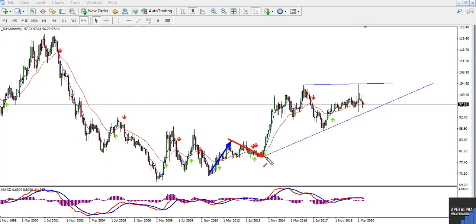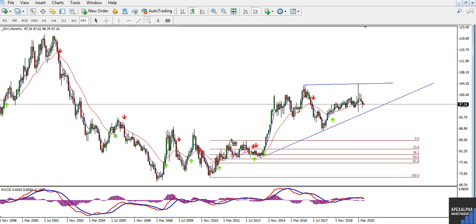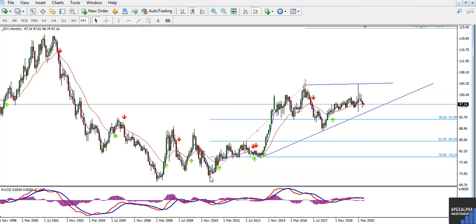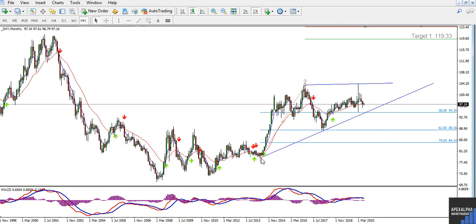And the reason why I can call it that is because using the Fibonacci tool, if I use the Fibonacci tool from here to this number 2 point here, you can see that we got to the 38% retracement level. Now if I take this to where the third wave ended, starting from the number 2 point, you can see that we got to the 62%. It's supposed to be 61.8, but I've approximated it on my Apex calculator to give me 62.